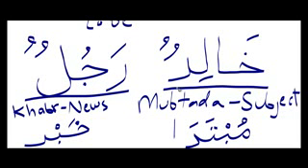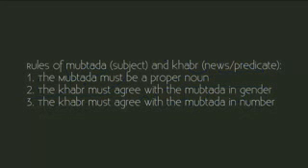So here we have Khalid. He is the subject of our sentence. Now what is the news that we're giving about him? That he is a man. So a man becomes the news, and Khalid is the subject. So the rules of Mubtada and Khabr, what are they? First and foremost, the Mubtada must be a proper noun.